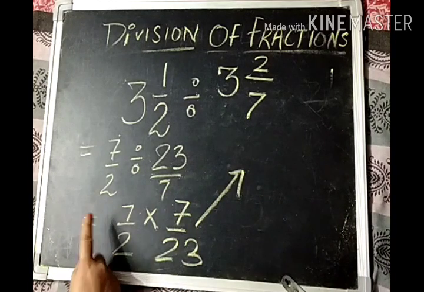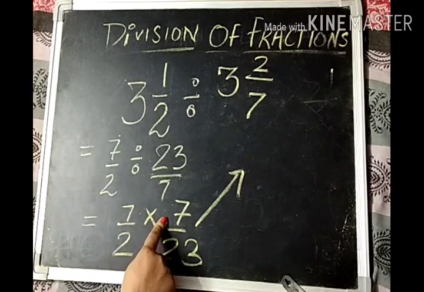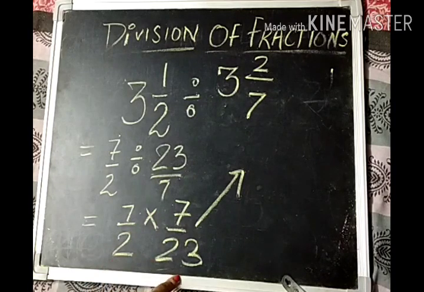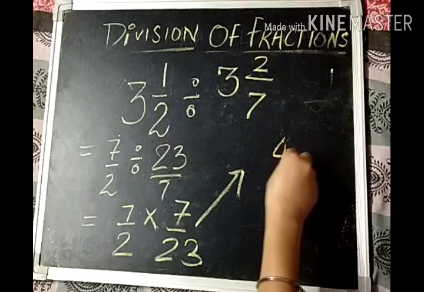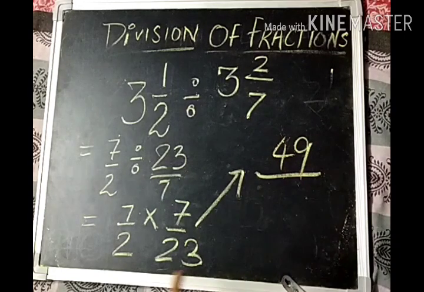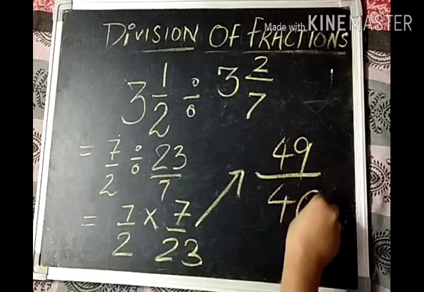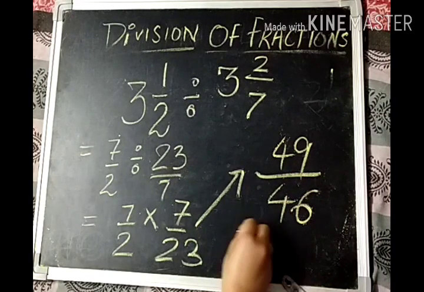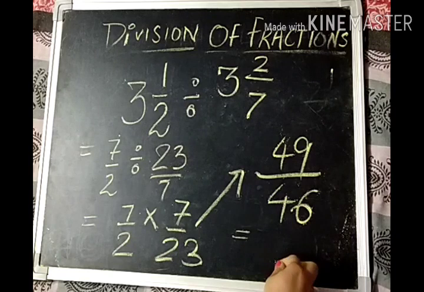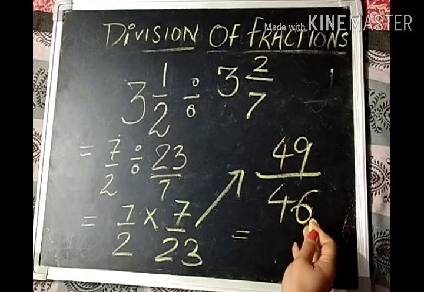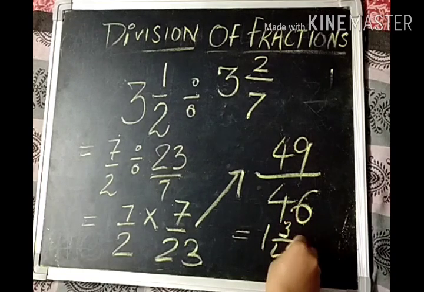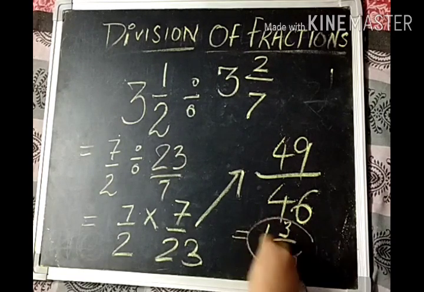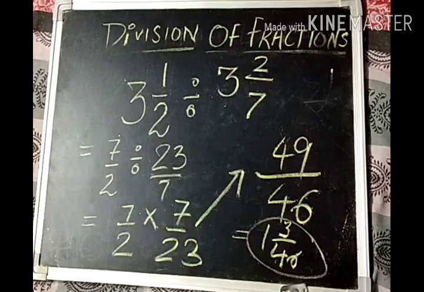You will multiply the numerator with the numerator and the denominator with the denominator. So if we multiply 7 with 7, what will be the number? 49. And if we multiply 2 with 23, what will be the number? 46. And further we'll be writing it as a mixed fraction again in the simplest form, that is 1 full 3/46. This is the final answer. That's all for today.